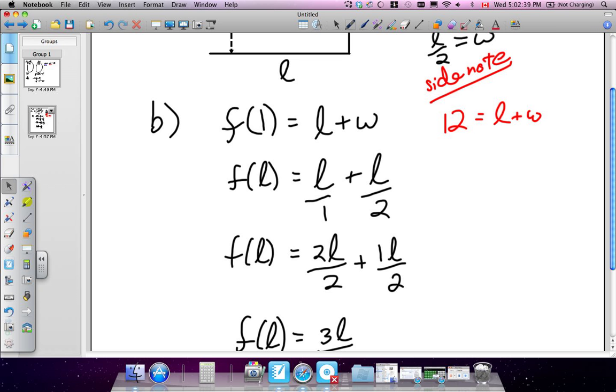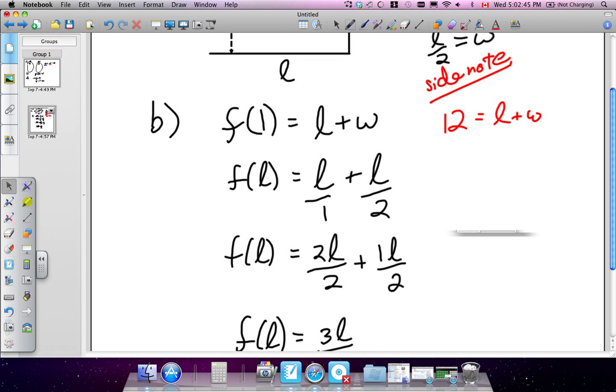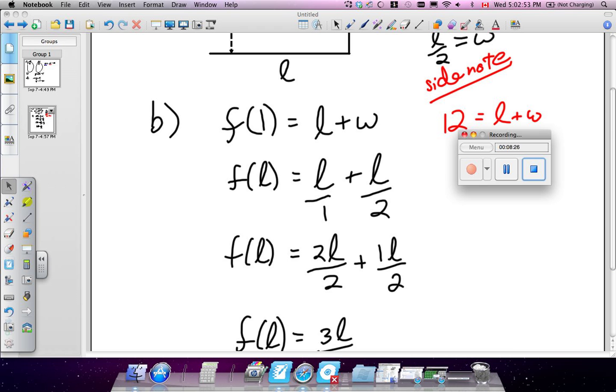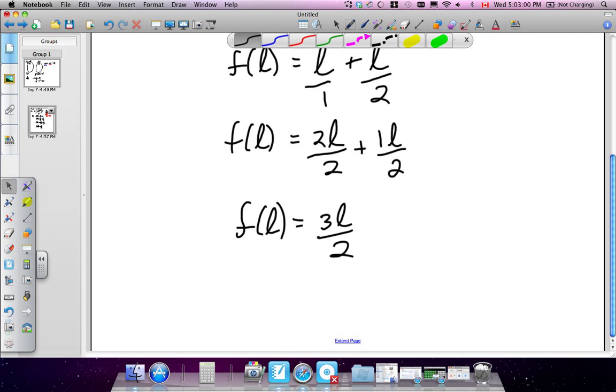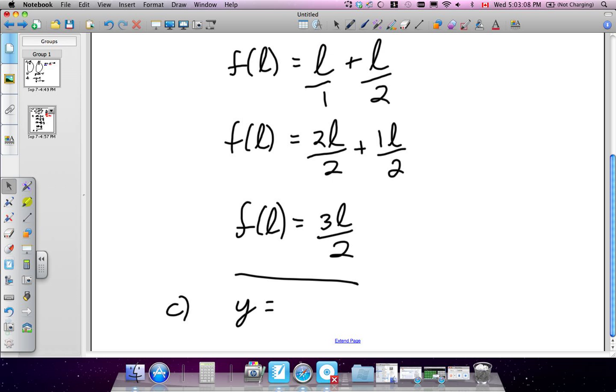What they say in C is graph Y is equal to F at L. So in other words, this exact equation, they just want you to replace F at L with Y so that we have an output now on a graph. So there's our Y, and we have 3L over 2. So now you need to graph that, which is just the slope of a straight line. It'd be relatively straightforward. Describe the desired length and width.